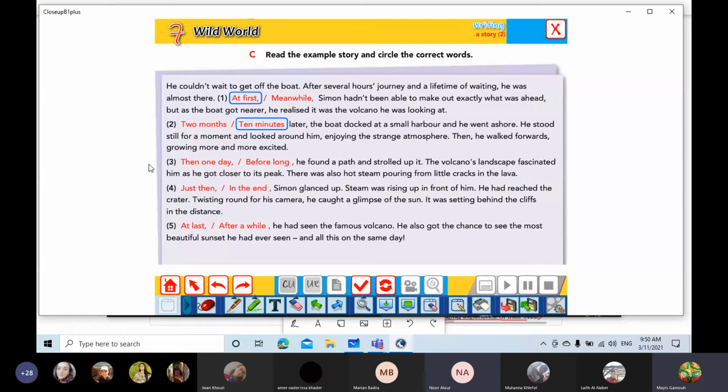Thank you. So, okay, after he reached his destination, did he wait two months? No, ten minutes. Yes, ten minutes later, because I can say two months later, oh my God, he stayed in the boat for two months. That's impossible, right? So we say ten minutes later, the boat docked at a small harbor.